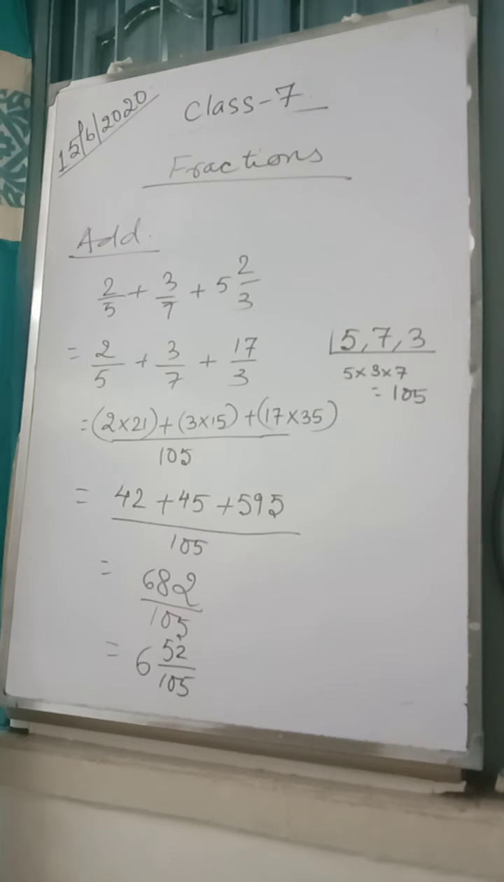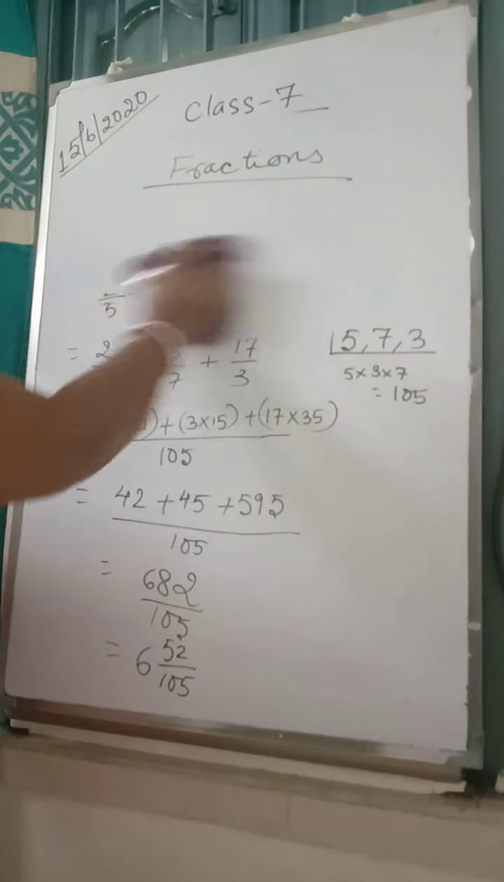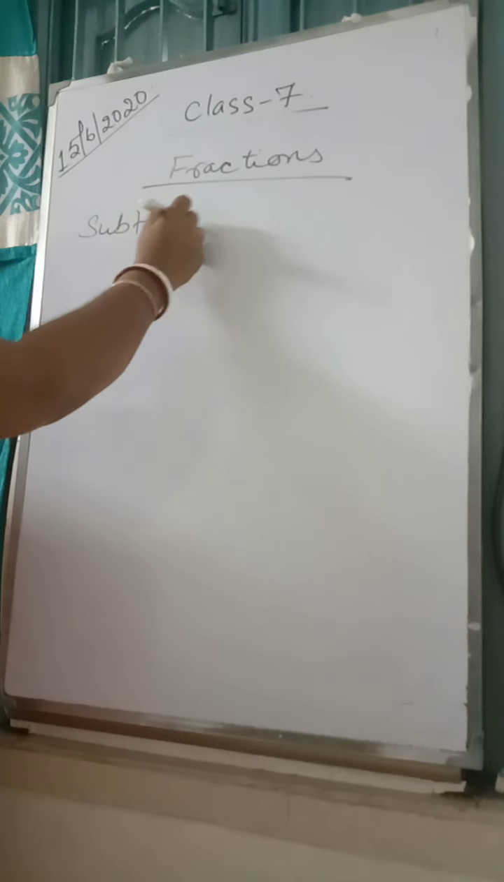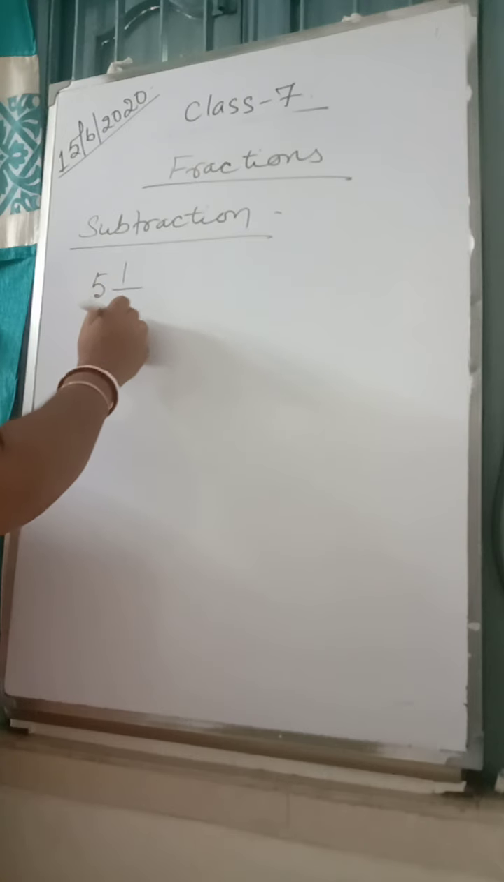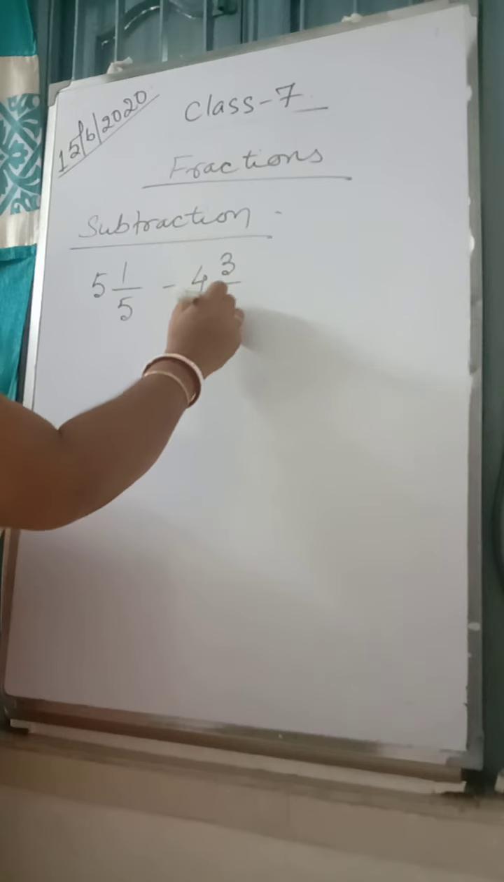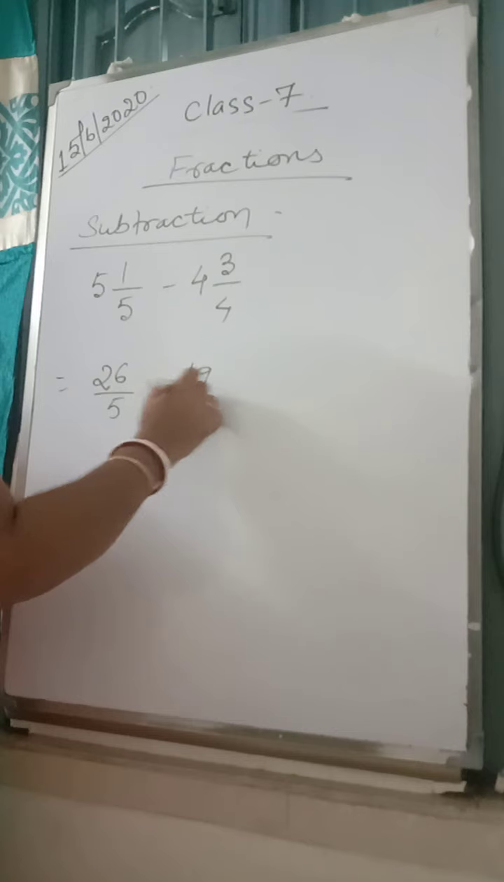Similarly, in subtraction also, we convert into like terms and we subtract the fractions. You can see this example: 5 whole 1 by 5 and 4 whole 3 by 4. For subtraction, also we have to convert into like terms. 5 whole 1 by 5 minus 4 whole 3 by 4 is 26 by 5 minus 19 by 4.